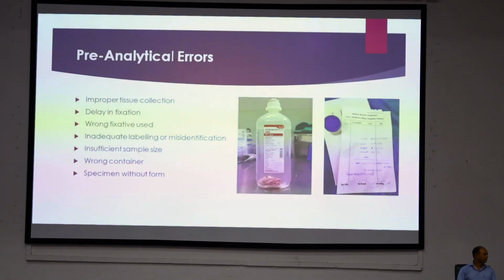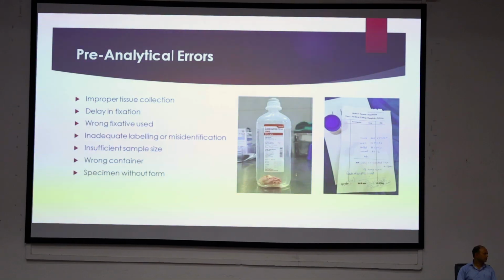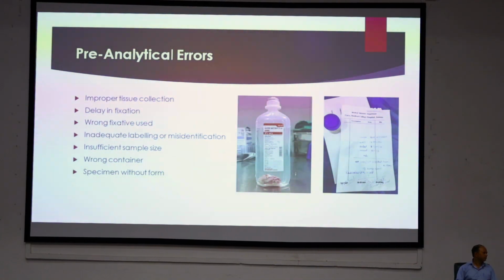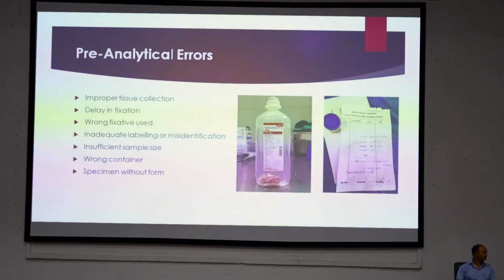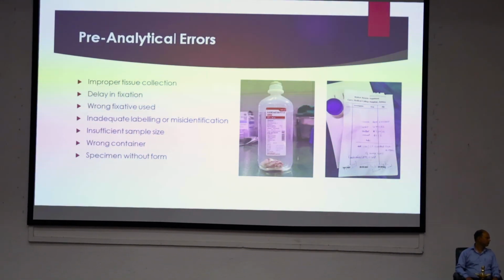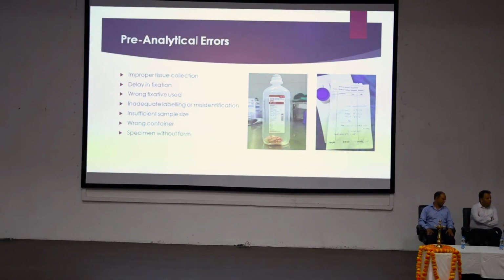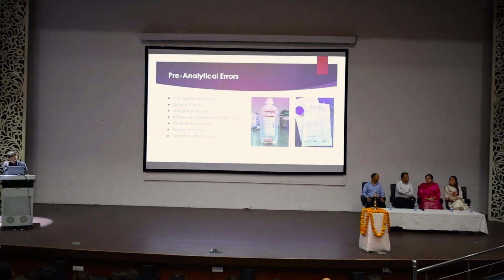Inadequate labeling or misidentification. Since they do not collect a single sample a day, they collect multiple samples, there are chances of mislabeling and misidentification on their part as well. Insufficient sample size. By insufficient sample size, we understand that sometimes they send us very minute biopsies, which we eventually lose in processing. Those biopsies are especially endoscopic biopsies, true cut biopsies, and core biopsies.